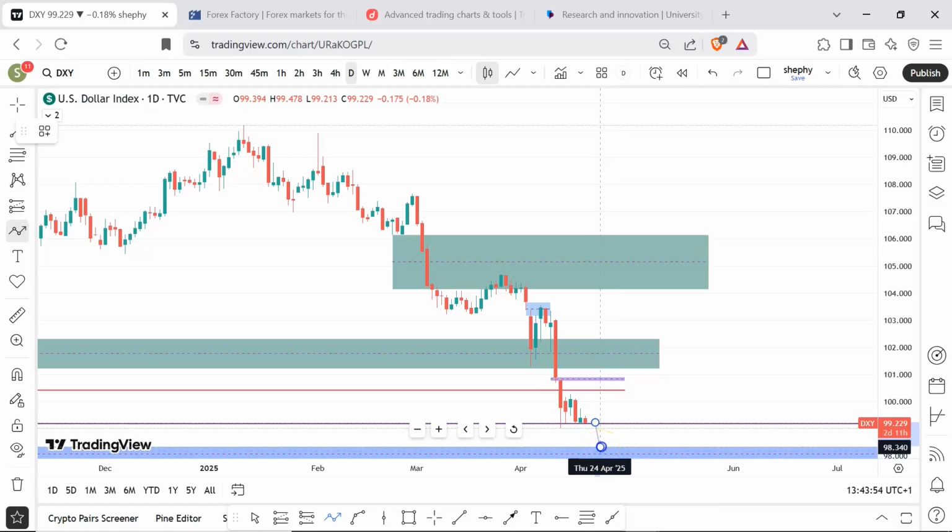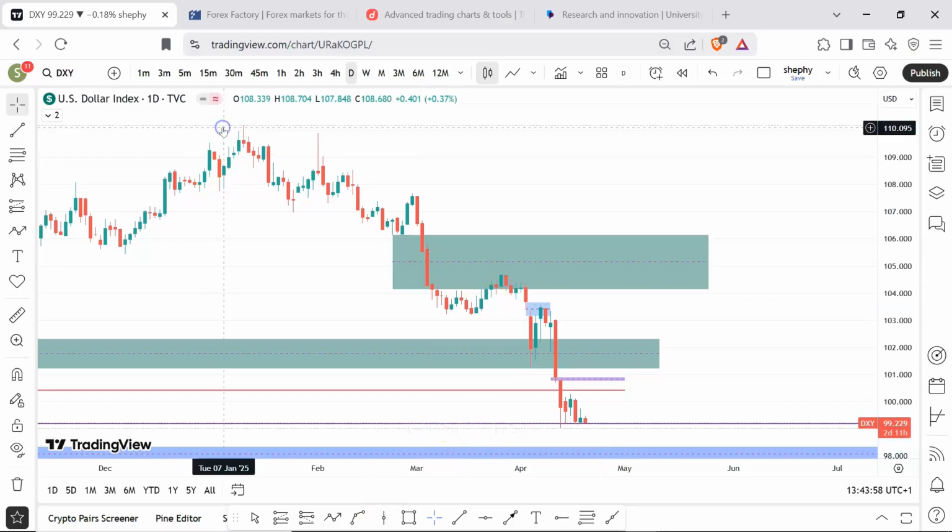So this is my view on the dollar index. I want you to be on the lookout for it too. Whatever scenario this market gave us, we just know how to react and plan our trades accordingly. So let's look at the Euro USD.